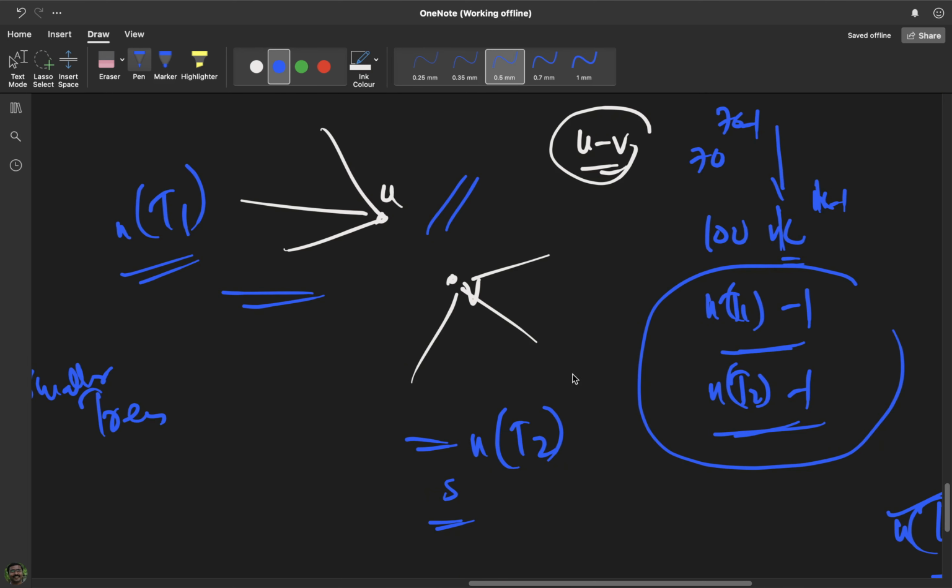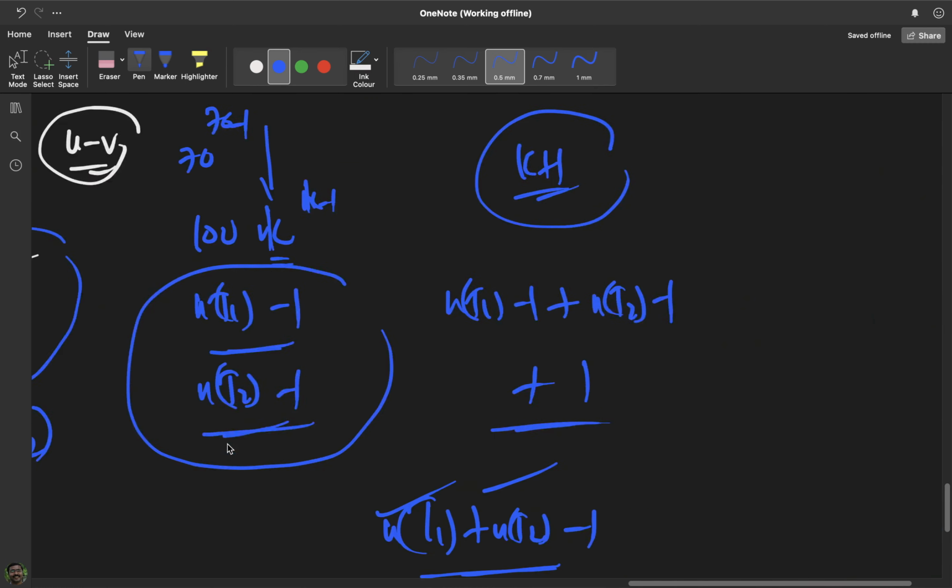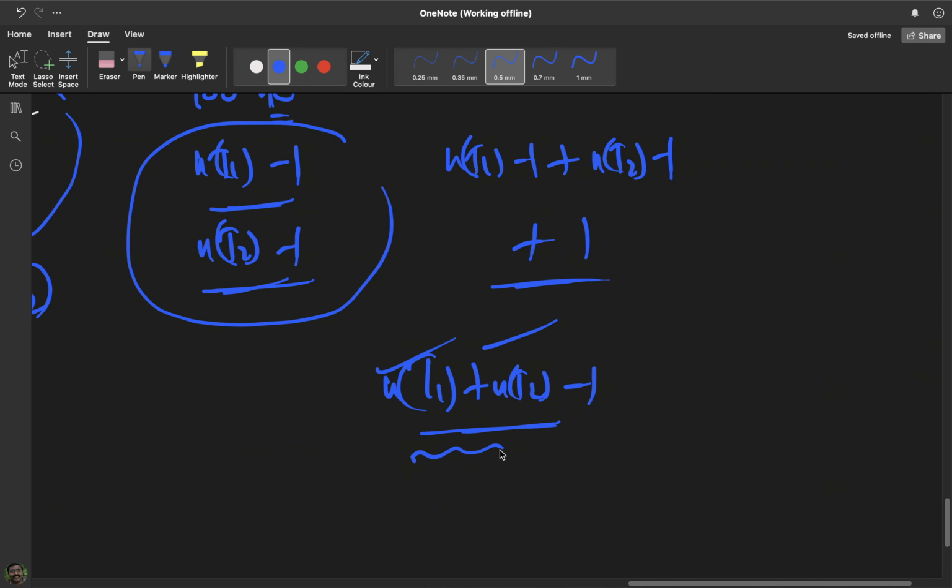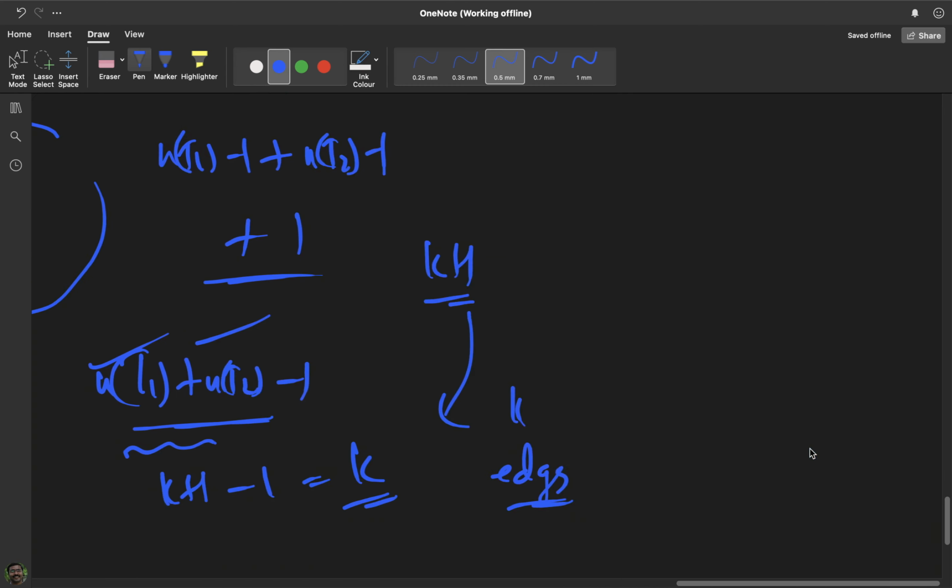The number of vertices in the original graph will be the number of vertices in this component plus the number of vertices in this component. So n of T1 plus n of T2 gives you the total number of vertices in T, that is n of T, or k plus 1. So this is k plus 1, and minus 1 means you are getting k. So when your tree had k plus 1 vertices, you had k edges. I hope it is clear. So how was the proof again? Tell me once again.